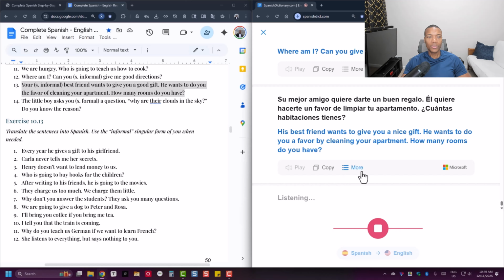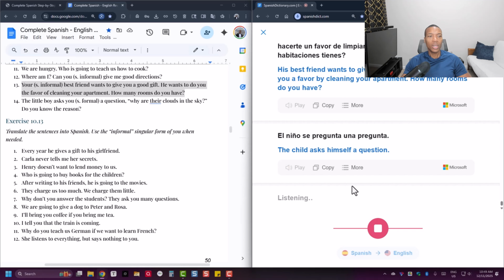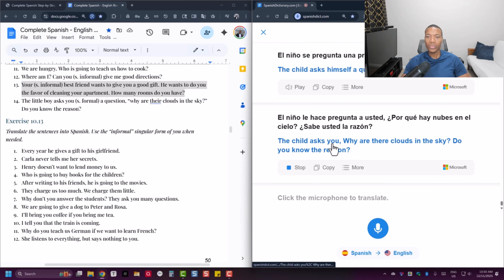El niño te pregunta una pregunta. Actually, let's try that. It's formal. El niño le hace una pregunta a usted. ¿Por qué hay nubes en el cielo? ¿Sabe usted la razón? The child asks you, why are there clouds in the sky? Do you know the reason?